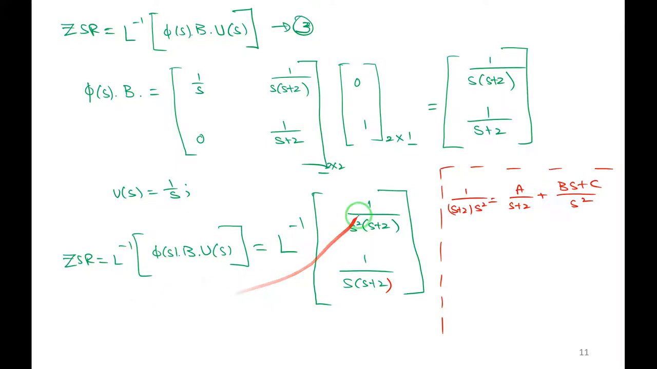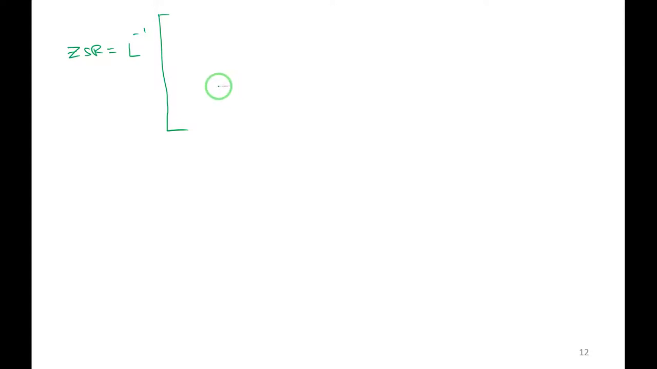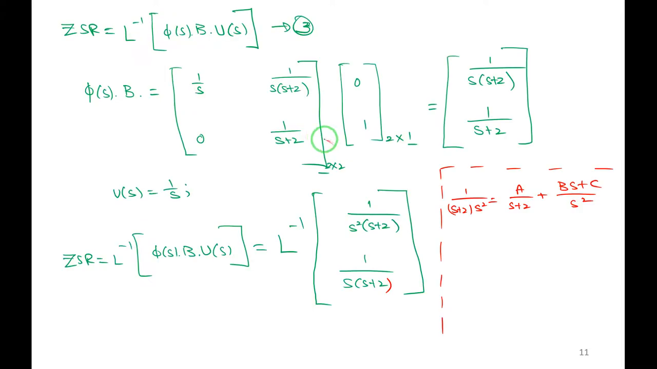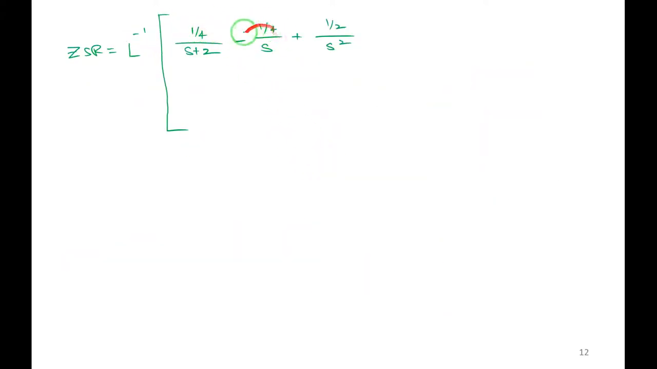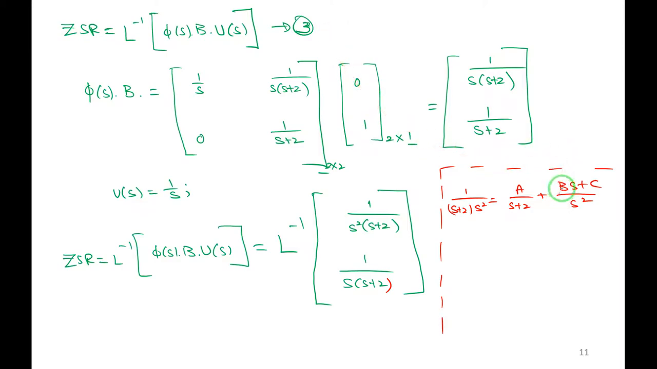This one, first one. So A, B, C means three terms will be coming. A by something, B by something, C by something, right? So I will be getting three elements. So 1 by 4 divided by S plus 2, minus 1 by 4 divided by S, then plus 1 by 2 divided by S square. This is the value of A. A is 1 by 4, B is minus 1 by 4, C is half. You can split this and write Bs divided by S square plus C divided by S square.